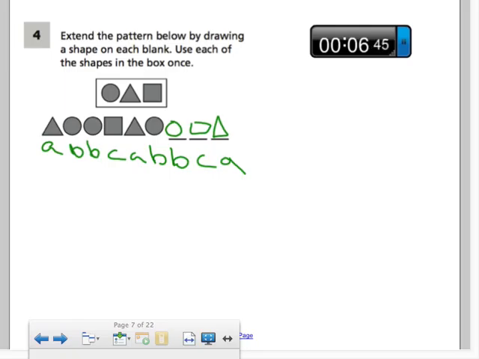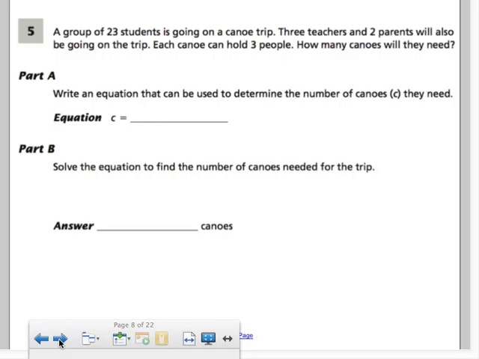All right. So 6 minutes and 40 seconds remain with 2 much harder problems left over. Well, it's harder because that one was so easy. But this one's not that bad. A group of 23 students is going on a canoe trip. 3 teachers and 2 parents will also be going on the trip. 23 kids, 3 teachers, 2 parents. How many people are we actually talking about here? 28. 28 is correct. 28 people.